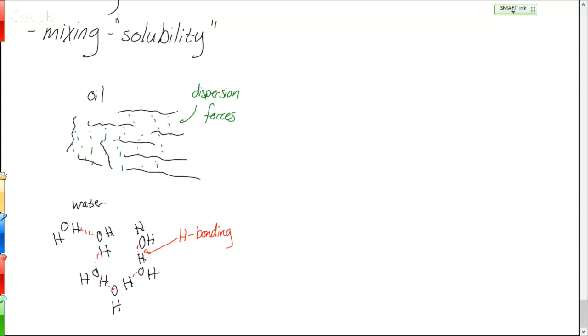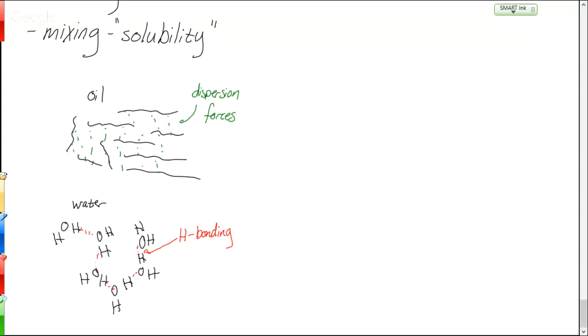The oil is held together by dispersion forces that are actually relatively strong at this point because oil molecules are big. And dispersion forces, the nonpolar forces, are dependent on molecular size. So these big oil molecules are attracted by these dispersion forces fairly strongly. Then water is a very small molecule, but has these really, really strong hydrogen bonding forces that are holding it together.